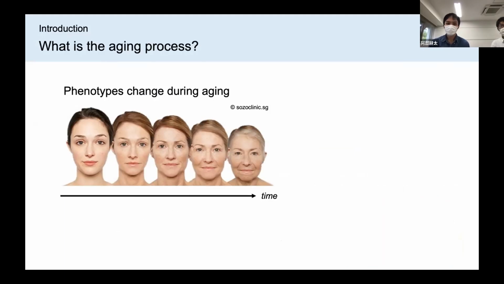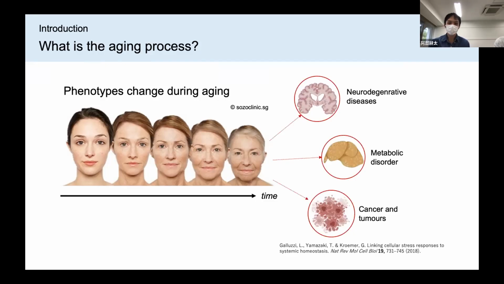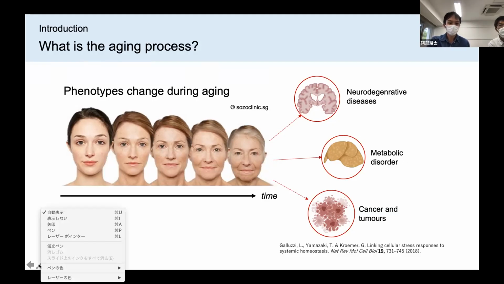As all of you know, the aging process can be observed clearly from the outside phenotype. For example, in humans, when we age, the skin will wrinkle and our hair will go gray. But aside from looks, during the aging process an organism will also undergo a decline of function. This decline of function will lead to several pathological problems, such as neurodegenerative diseases, metabolic disorder, and even cancer.